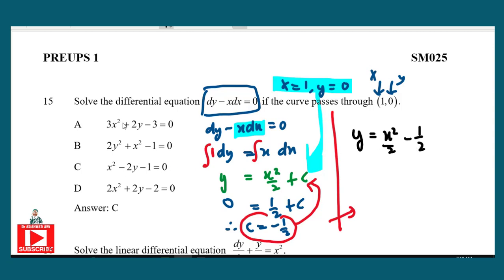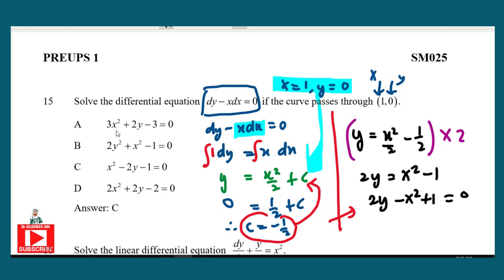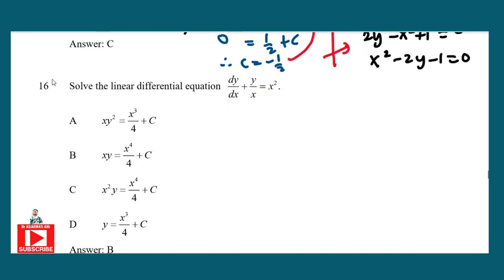Next, multiply everything by 2, so 2y equals x squared minus 1. Or bring everything to one side in general form. Checking the options, this one no, 2y no, 2x squared no, this one yes. Bringing to the right: x squared minus 2y minus 1 equals 0. So the answer is C. Number 16, solve the linear differential equation.